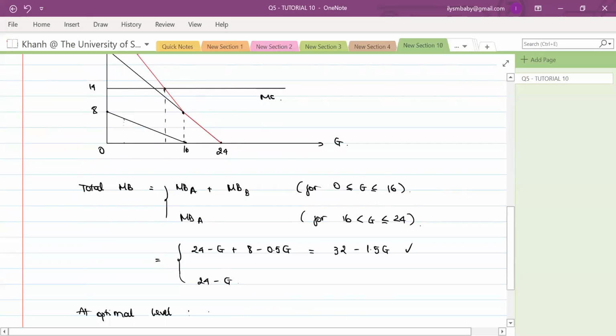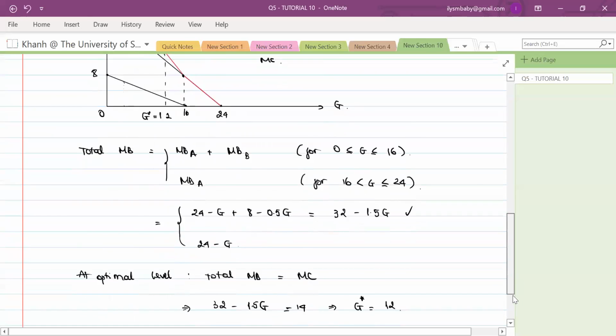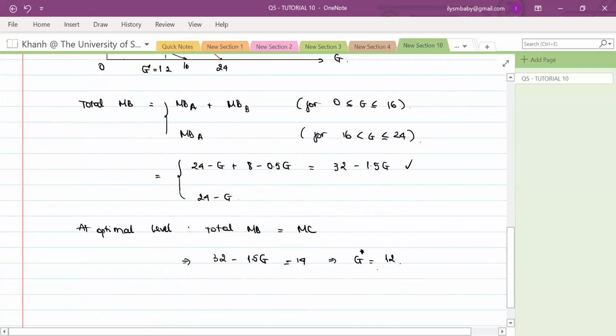At the optimal level, total marginal benefit should be equal to marginal cost. So 32 minus 0.5G should be equal to 14, and therefore G is equal to 12. I'll call this G star, and that is equal to 12. So the optimal number of lighthouses that should be provided is 12.